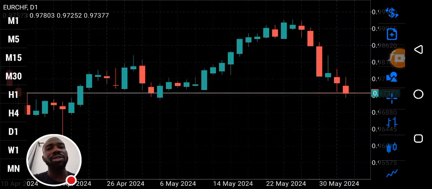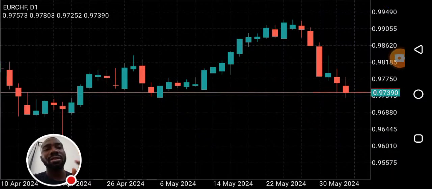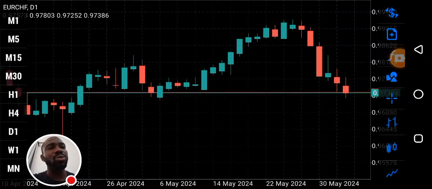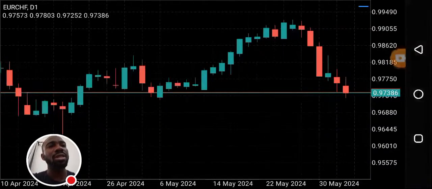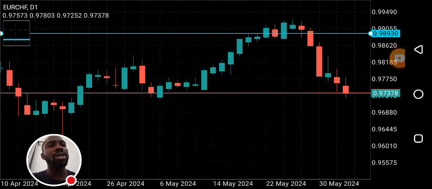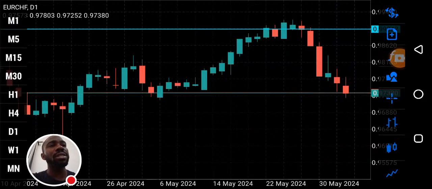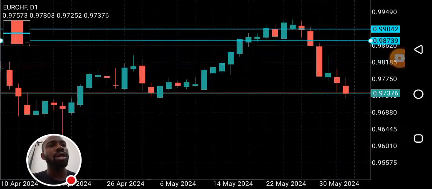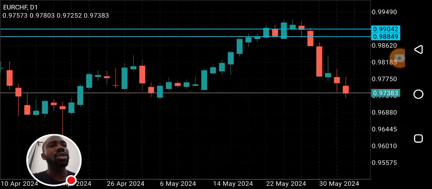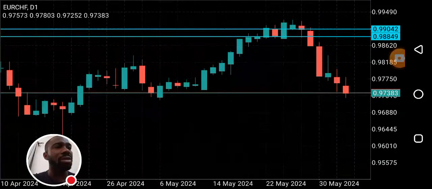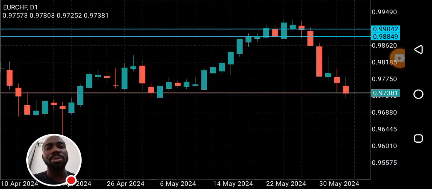Euro CHF, as you can see, is bearish at the moment, but you cannot sell Euro CHF at the current market price. This would have been the best price to sell after the close of this spinning top, or after price closed below this support. Right now the market is trading about 50 to 60 pips below that level. So you cannot sell right now.